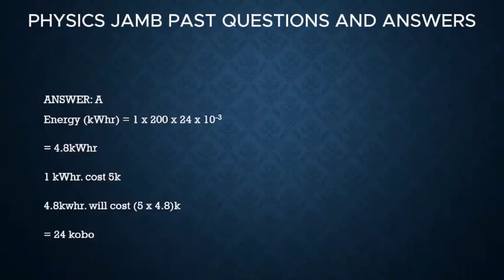The answer is A. Energy, that's kilowatt hours, is the same thing as 1 times 200 times 24 times 10 raised to the power of minus 3. That's from the question there. So from there we are going to have 4.8 kilowatt hours. So 1 kilowatt hour costs 5 kobo. That means 4.8 kilowatt hours will cost 5 times 4.8 kobo, which is going to give us 24 kobo.